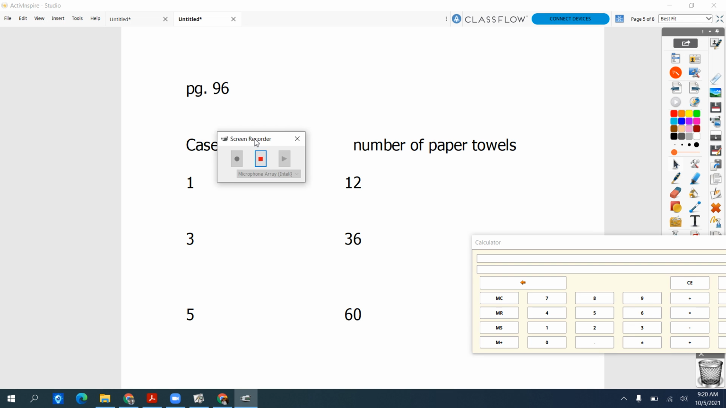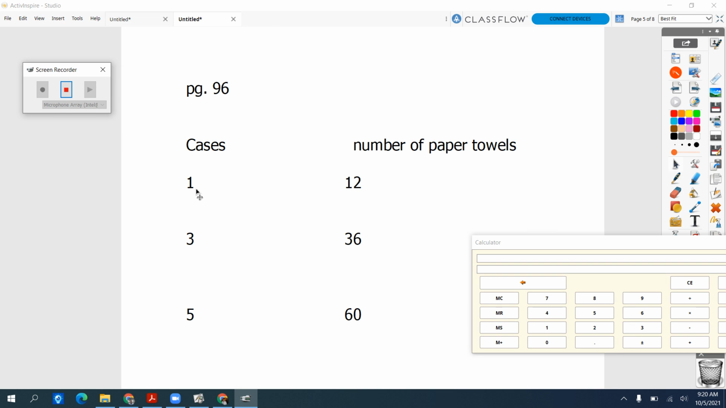So this is basically lesson 2 in your book. Just a quick explanation of basically what each of these things is asking you to do. If you look at page 96, and you can pause as everyone goes to page 96, you're going to see at the top of the page, there's a table that shows you the number of cases and the number of paper towels that each case has.